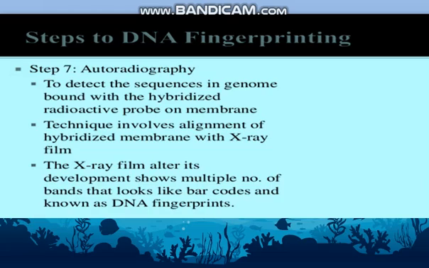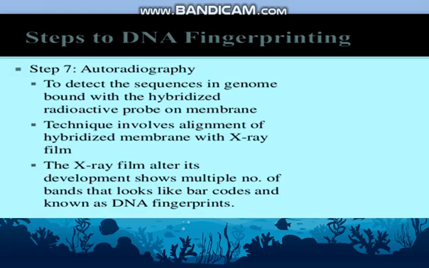the DNA fingerprints. So in this step of autoradiography, the material which was prepared earlier in step number 6 after hybridization is exposed to X-ray, and the X-ray film after development shows multiple bands which look like barcodes, and these are actually the DNA fingerprints.